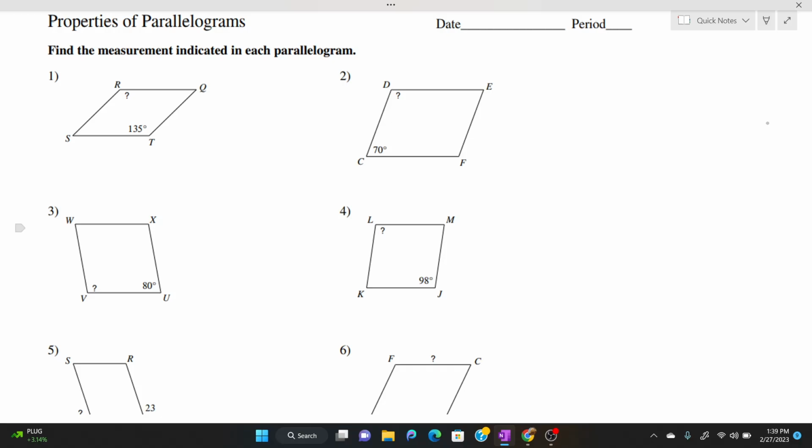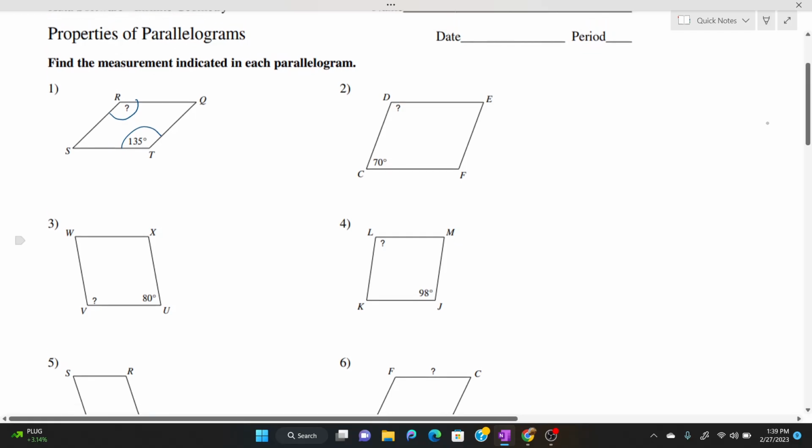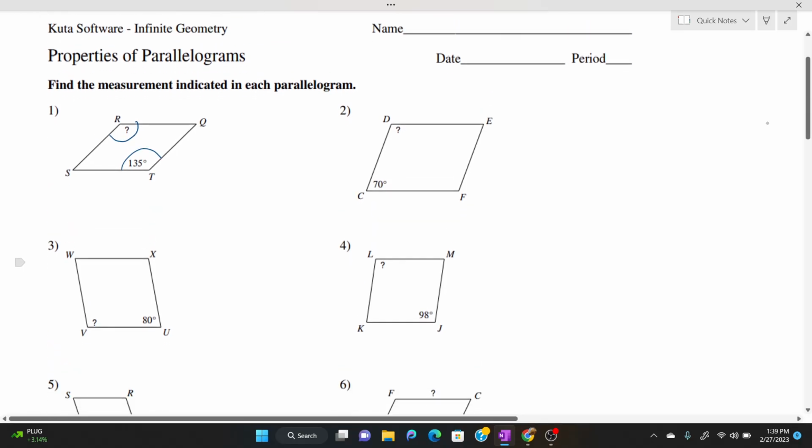So one property of parallelograms is that opposite angles are congruent. That means the same. So if opposite angles are the same, well, if angle T in this problem is 135 degrees, then angle R is also 135 degrees.